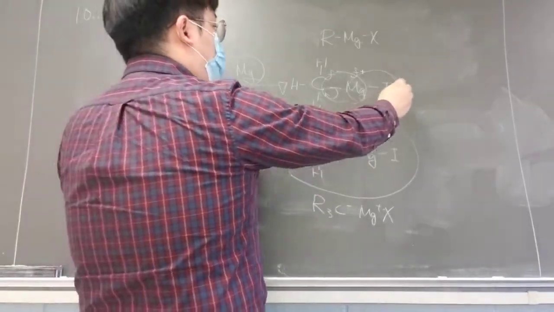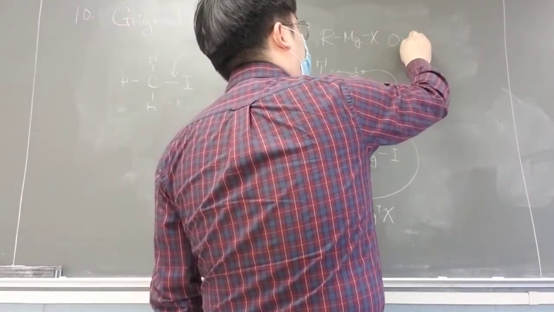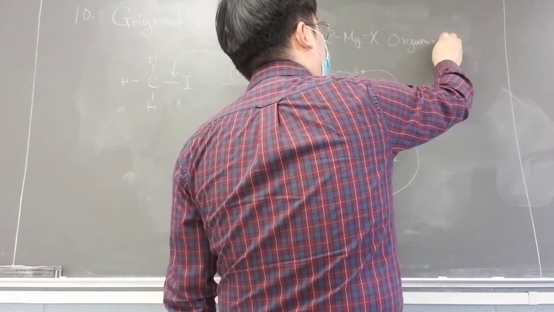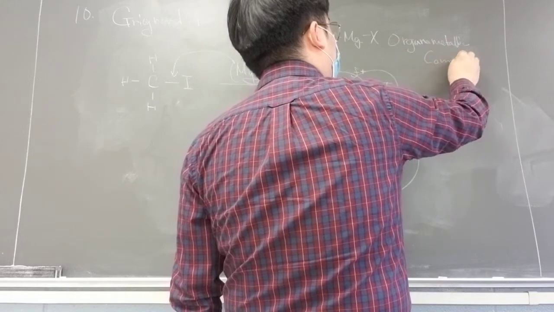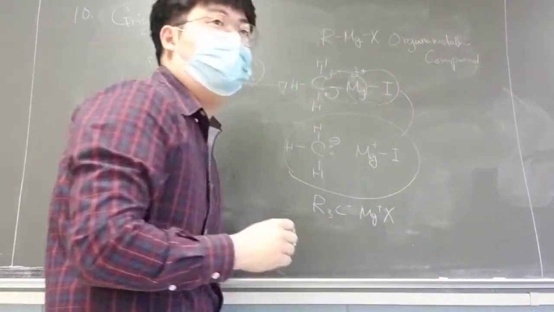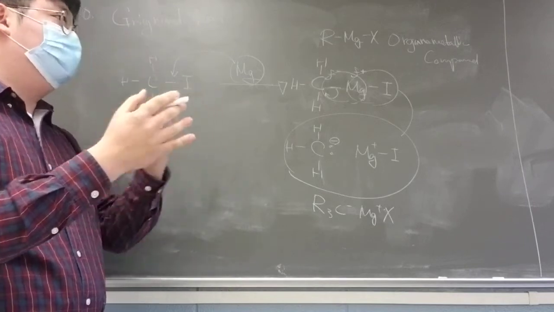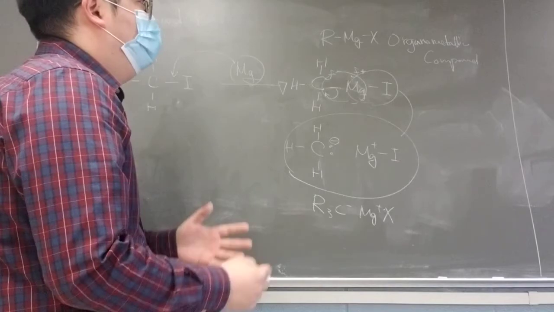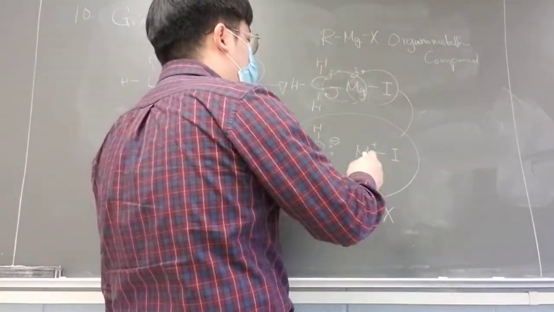So those two types of things, we call organometallic compounds. Makes sense, right? It's simply organic compounds and a metal doing some kind of special bond. Then you will see this as organometallic compounds.